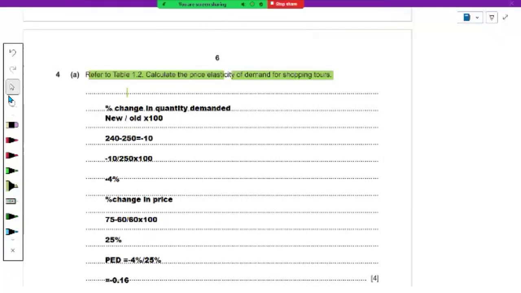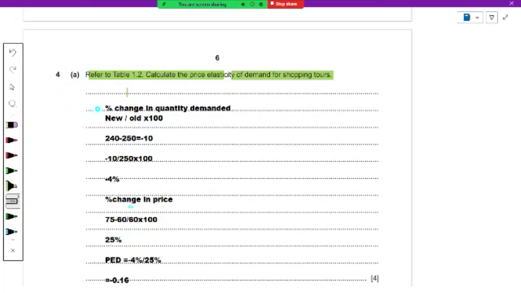Okay, so I'm back. So what we have to do is, first of all, find out the PED. What is the formula for finding the PED? PED is equal to percentage change in quantity demanded divided by percentage change in price. First, we find the percentage change in quantity demanded. The formula is new quantity demanded minus old quantity demanded, divided by old quantity demanded, multiplied by 100. The new quantity demanded is 240 and the old was 250, so this is equal to minus 10. Minus 10 divided by the old quantity, which is 250, multiplied by 100, gives us minus 4% change in quantity demanded.